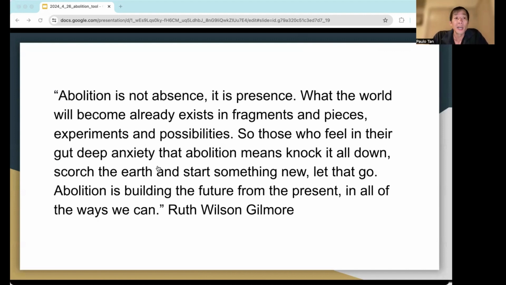So here's a quote. Abolition is not absence, it is presence. What the world will become already exists in fragments and pieces, experiments and possibilities. So those who feel in their gut deep anxiety that abolition means knock it all down, scorch the earth, and start something new, let that go. Abolition is building the future from the present in all of the ways we can.